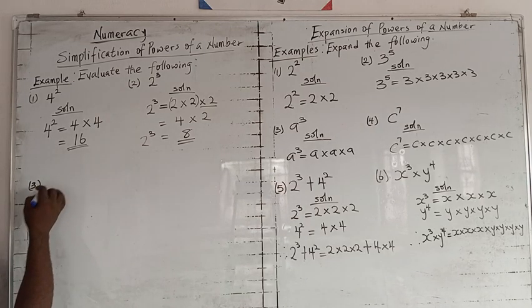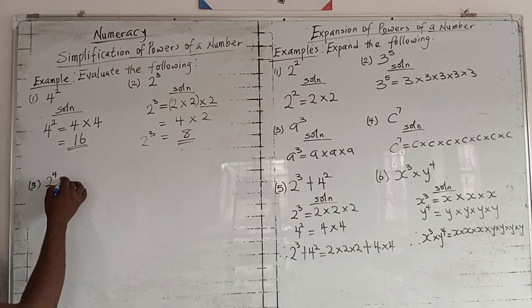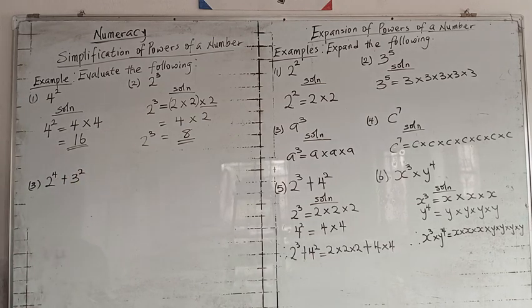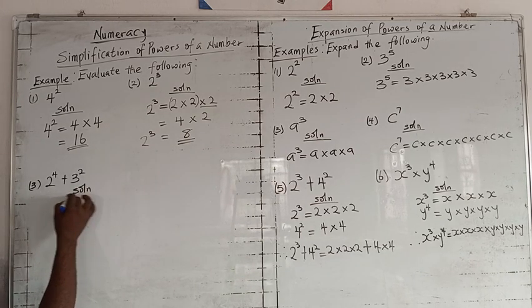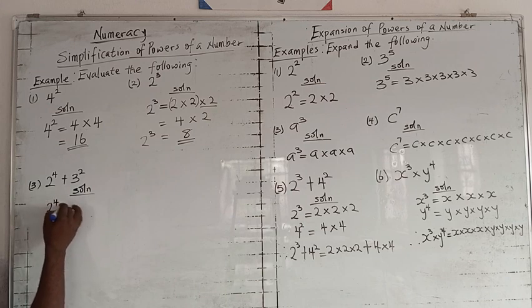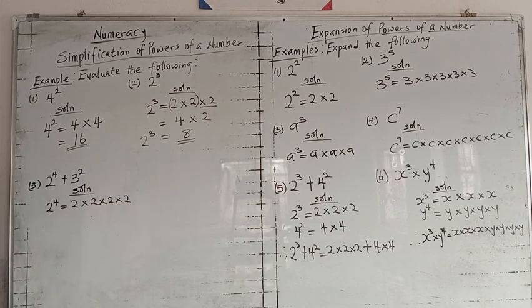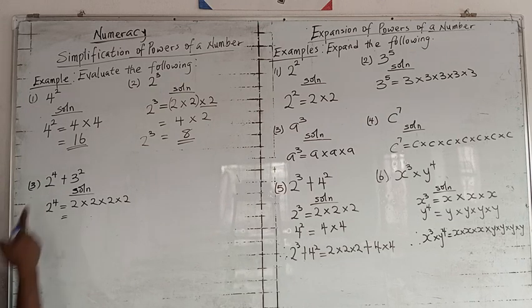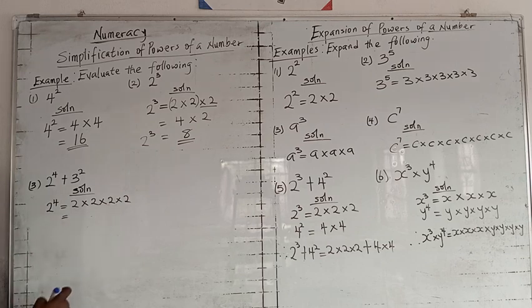Number 3. Let's say we have 2 raised to the power of 4 plus 3 raised to the power of 2. Same thing we do. 2 raised to the power of 4 is what? 2 times 2 times 2 times 2, 2 in 4 places, right? Okay? So let's simplify 2 raised to the power of 4 first. 2 times 2, 4. 4 times 2, 8. 8 times 2, 16.